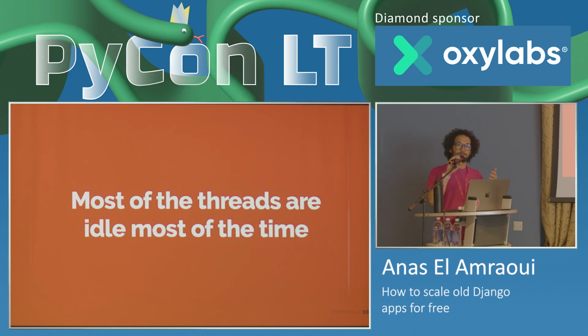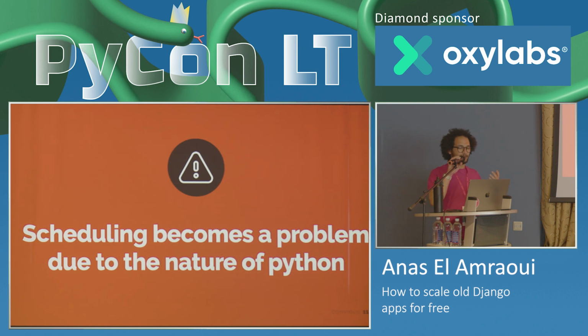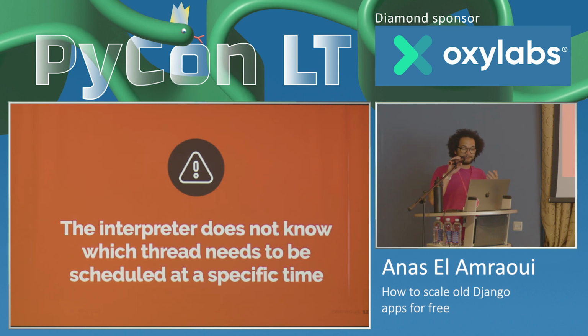To be able to support more requests, you need to have the peak resources ready. And with threads, as I said, you have the problem of scheduling. Scheduling becomes a problem due to the nature of Python. Actually, in Python, you can run only one thread at a time. I'm pretty sure someone here already heard about the global interpreter lock and how threads are implemented in CPython, right? So that's also not very nice. And then, yeah, the interpreter does not know which thread needs to be scheduled at a specific time.